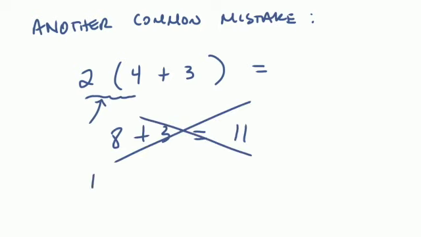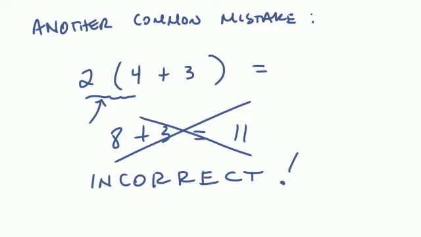A lot of times you will think that multiplication is first, so you do 2 times 4, giving you 8, and then you magically made the parentheses disappear. You get 8 plus 3 and think that 11 is the right answer. Well, that is absolutely wrong. And this would be wrong for a lot of reasons. Yes, you did multiply 2 times the 4, but what happened to the 3?